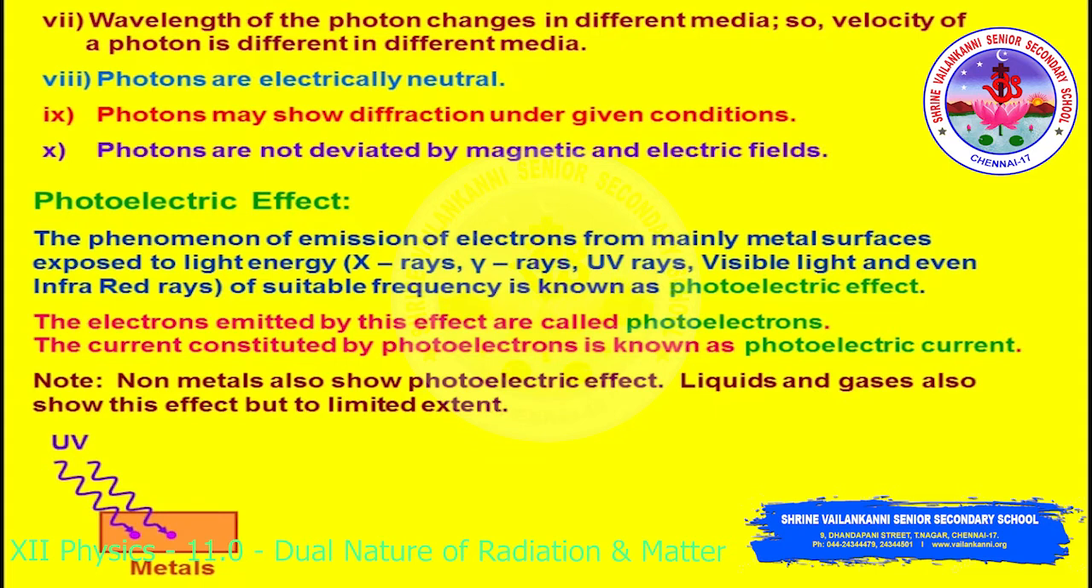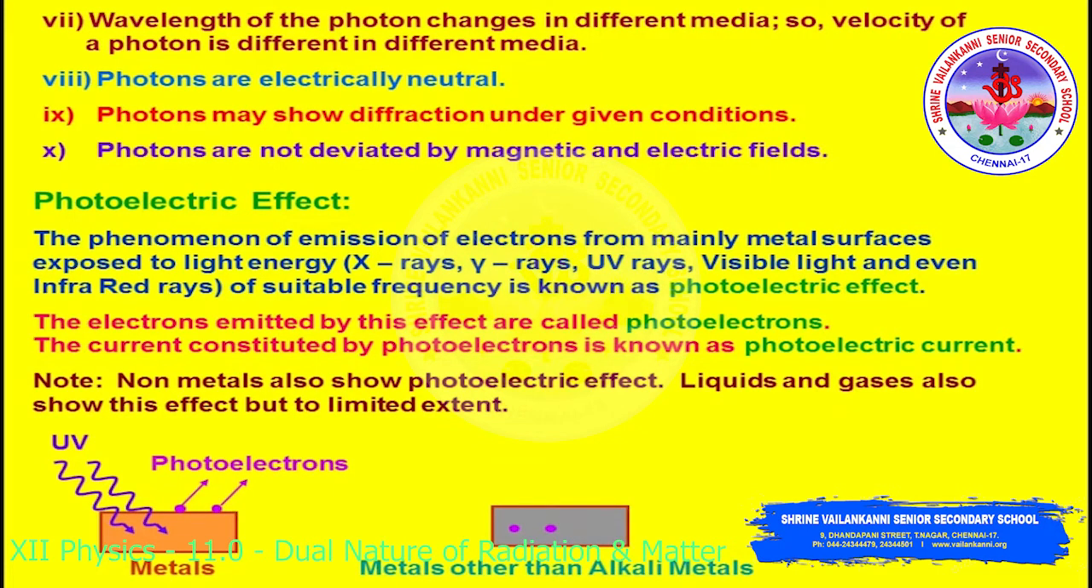You can see one by one: when UV rays hit a metal, it emits photoelectrons, right? See how the metals and other alkalis give this. If you send visible light, no photoelectrons come out of the metals.